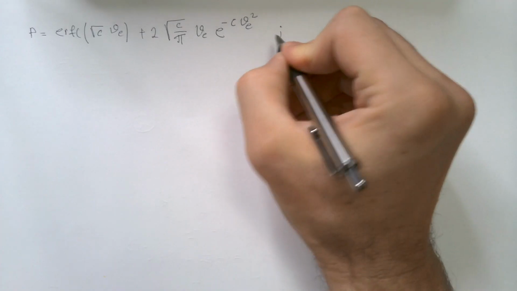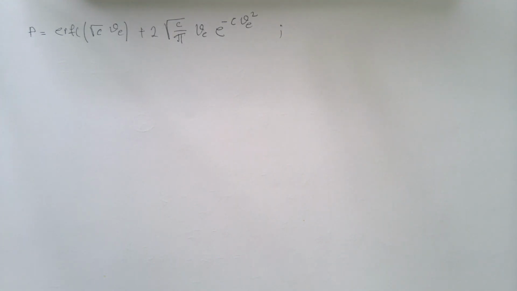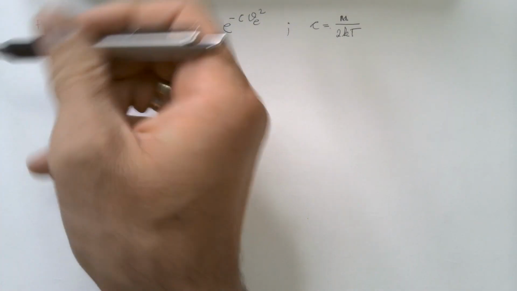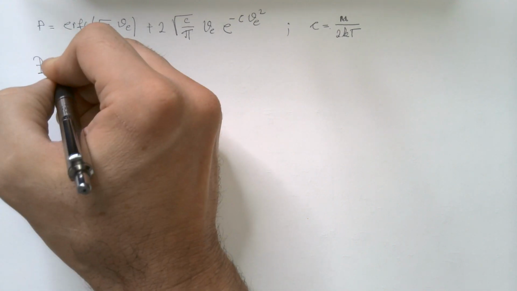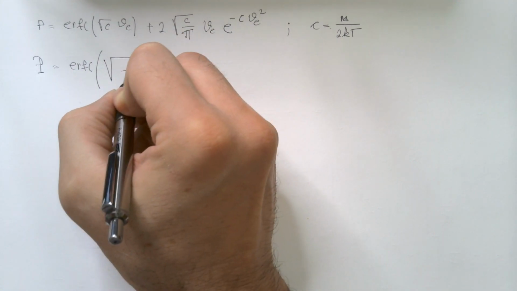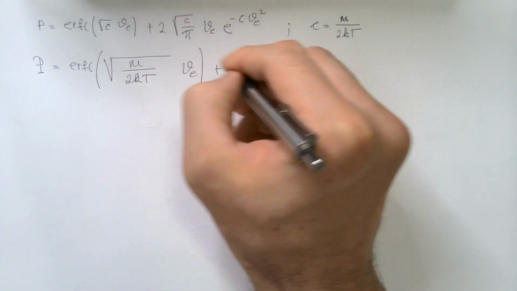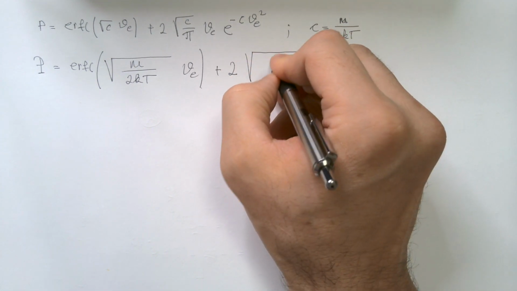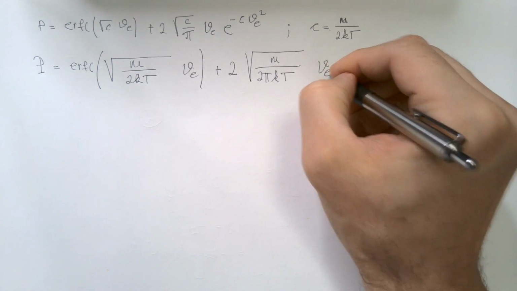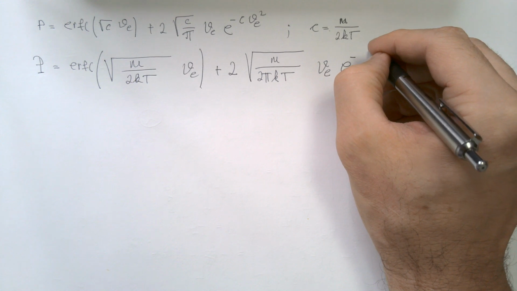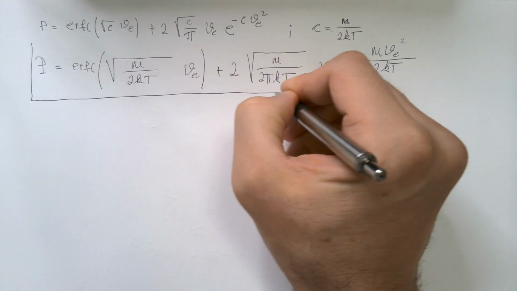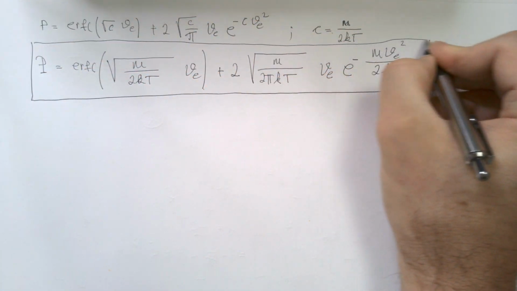c ve squared. And you will now remember that at the very beginning of this video we defined c to be m divided by 2kT. So when I substitute that over here, I will finally get that this probability integral P is equal to the complementary error function of square root of m divided by 2kT times ve plus 2 square root of m divided by 2 pi kT times ve times e to the negative m ve squared divided by 2kT. And after a long 40 minutes or so, we get our solution.